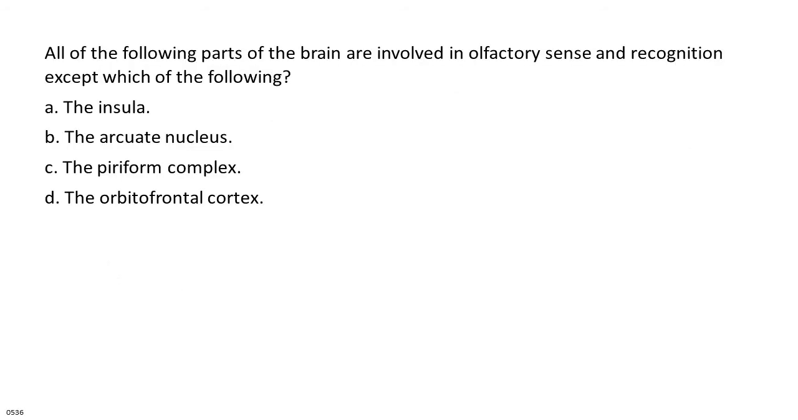All of the following parts of the brain are involved in olfactory sense and recognition except which of the following? A. The insula. B. The arcuate nucleus. C. The piriform complex. D. The orbitofrontal cortex.